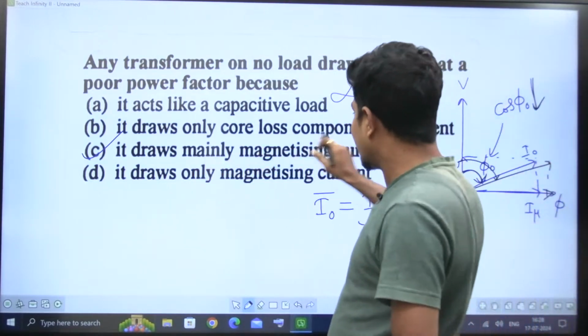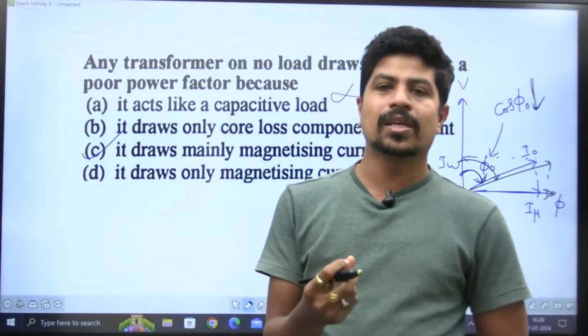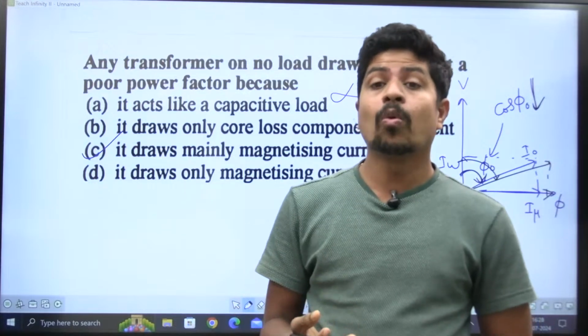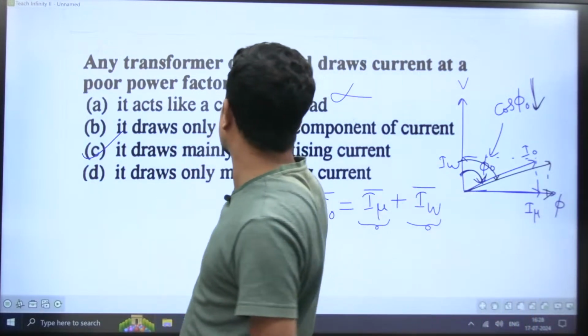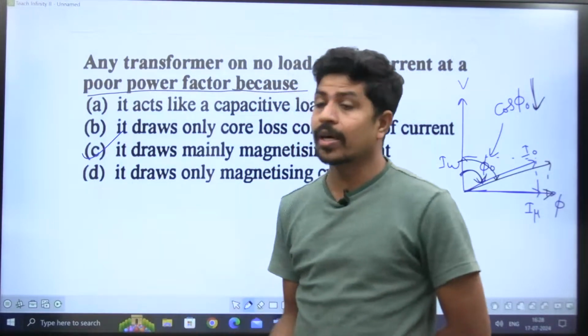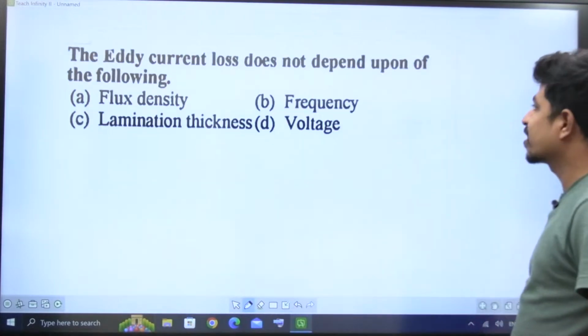So it draws mainly the magnetizing component of current. It will draw the working component of current or loss component of current, but the power factor is poor. That fellow asked, why is the power factor poor? Because of the magnetizing component of current mainly, right? Let's go to the next question.